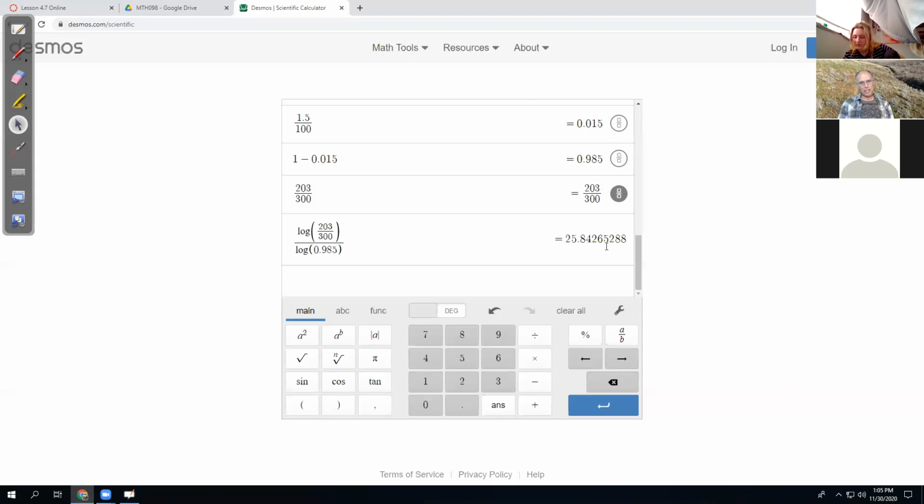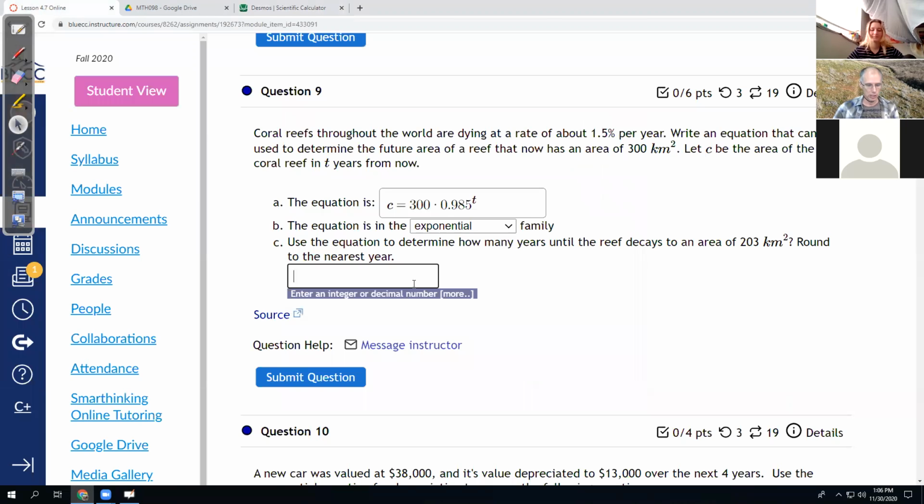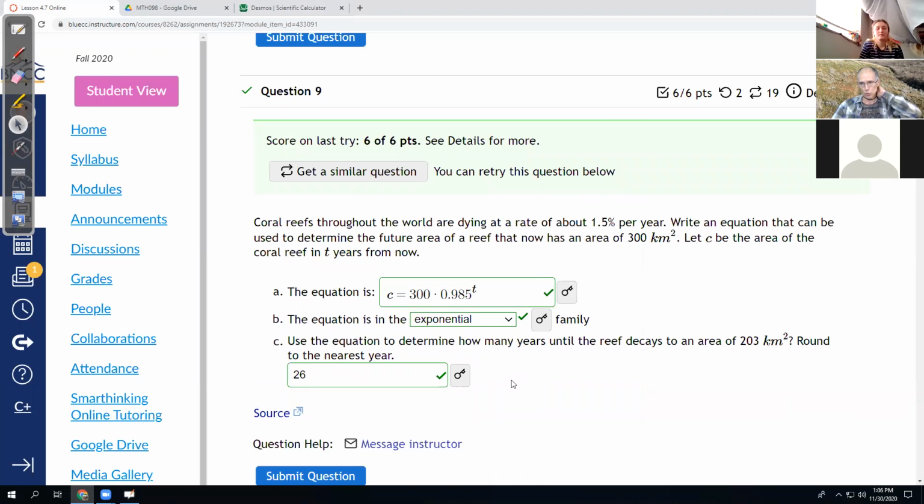Questions on solving that or the calculator result? No, I think I got it. Okay, cool. Thanks, Alan. So I would believe it's about 26 to the nearest year. Again, your numbers will be slightly different, but the process is the same. Whew, got it right.